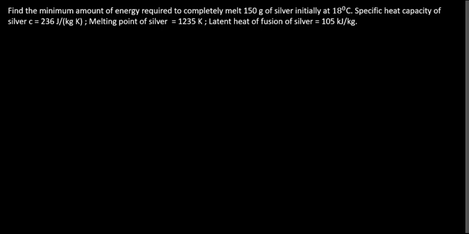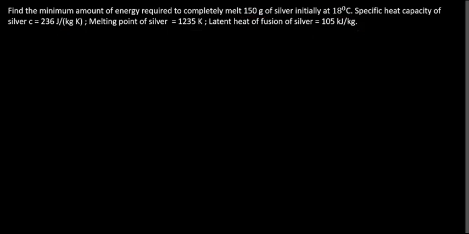Find the minimum amount of energy required to completely melt 150 grams of silver, initially at 18 degrees Celsius. Specific heat capacity of silver is 236 joules per kg per Kelvin. Melting point of silver is 1235 Kelvin, and latent heat of fusion of silver is 105 kilojoules per kg.